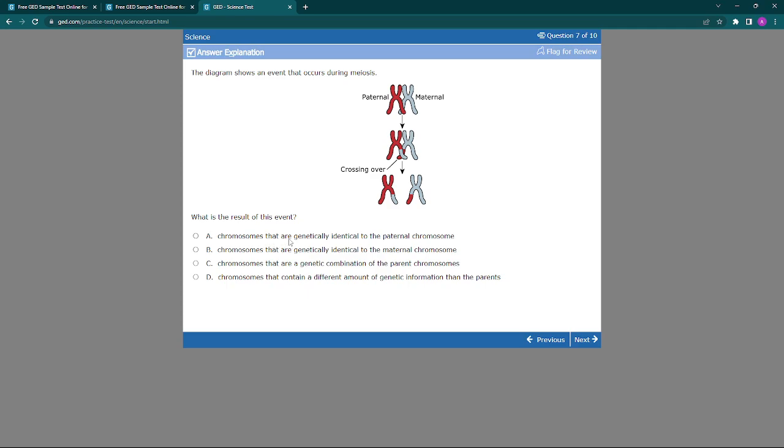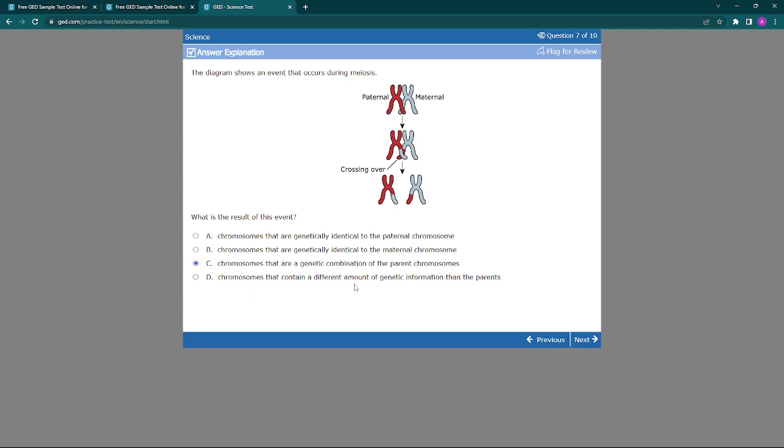So chromosomes that are genetically identical to the paternal chromosomes? No. That's talking about phase 1, phase 2, phase 3. That's not the same. So chromosomes that are genetically identical to the maternal chromosome? No. Chromosomes that are a genetic combination of the parent chromosomes? Yeah, I can see C.